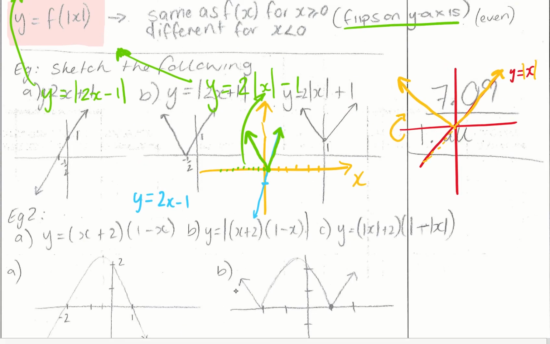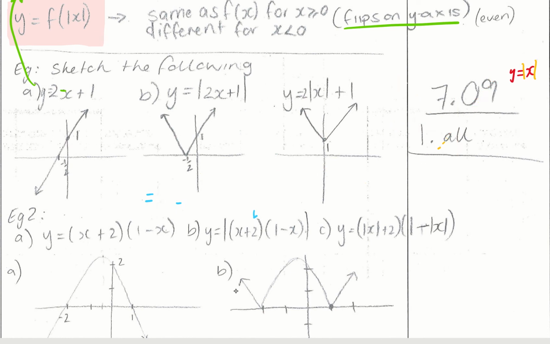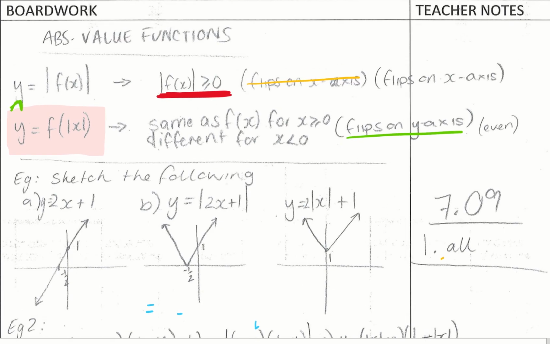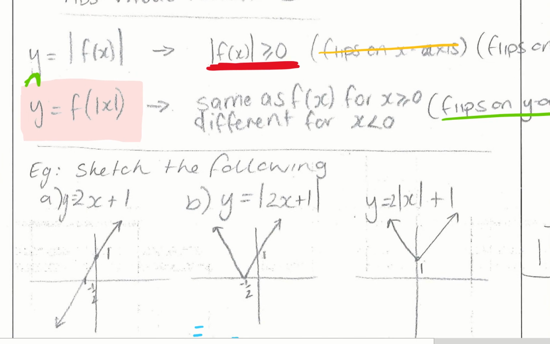So now that I've scribbled all over my PDF, here's the example with a little bit more information, and this time I've done 2x plus 1. So the first thing I did is I said, all right, let's sketch 2x plus 1, and we know that's just our straight line passing through at those intercepts. So then I said, okay, well now let's draw 2x plus 1 as an absolute value.